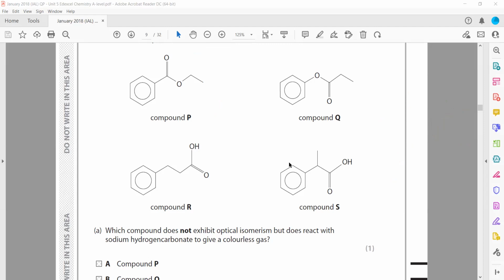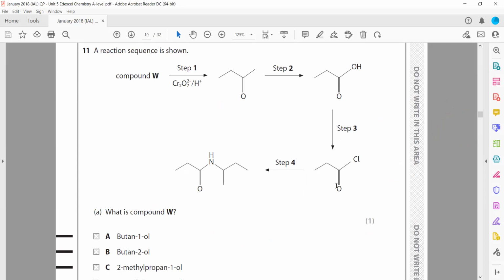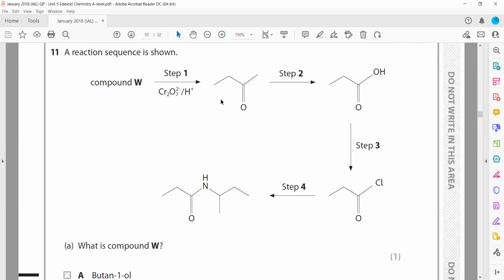Next, a reaction sequence is shown. First we have a ketone, CH3... yes, a ketone is there. Then it converts into a carboxylic acid, CH3, C double bonded with O.